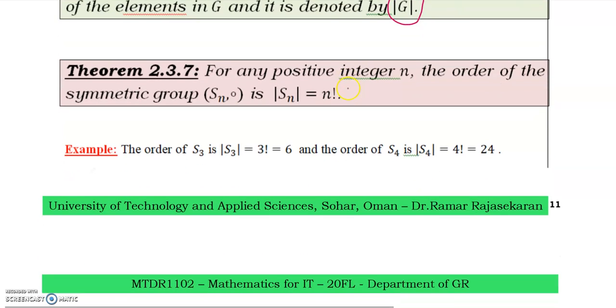Okay. Now, for any positive integer n, the order of the symmetric group, which means suppose I have n is 3. Okay. Then how many elements in Sn? That is n factorial, because for the permutation, we've seen in the first slide 3 factorial. That is n factorial here. So this is the order of the symmetric group. Order of the symmetric group with n elements is nothing but n factorial. So order of the symmetric group with 3 elements is 3 factorial, that is 6. Suppose we have 4 elements, then 4 factorial, that is 24.